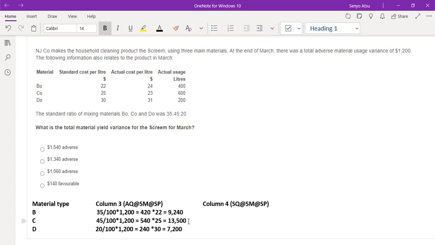So 35, 45, 20, we were not given the, just a moment, guys. Just one moment. I want to make the numbers for the 35, 45, 20, when they go in.